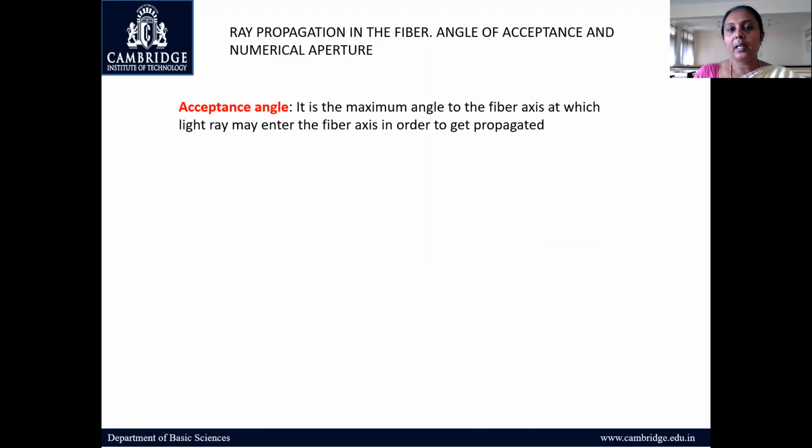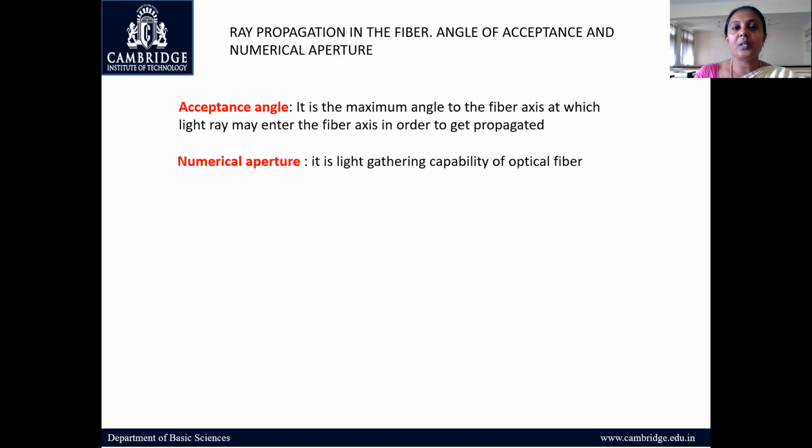So acceptance angle is nothing but the maximum angle to the fiber axis at which the light ray may enter the fiber in order to get propagated. So we have to understand that it is the maximum angle, so that the light ray will undergo total internal reflection in the fiber. Okay. Then what is numerical aperture?